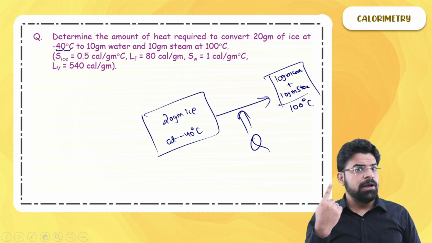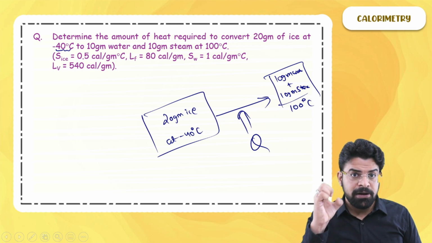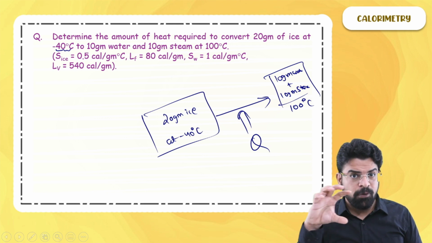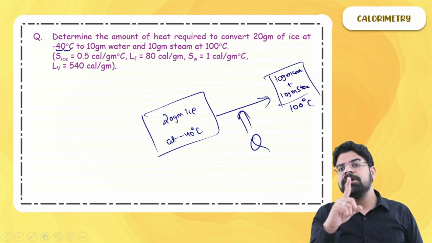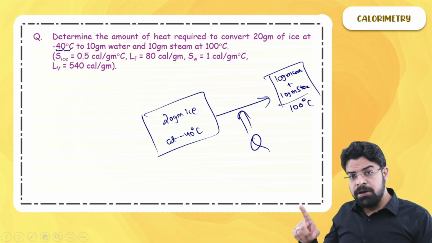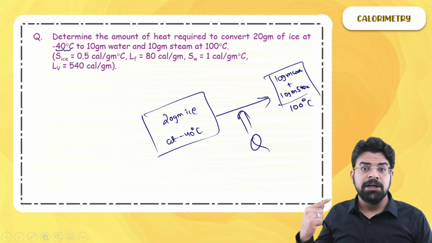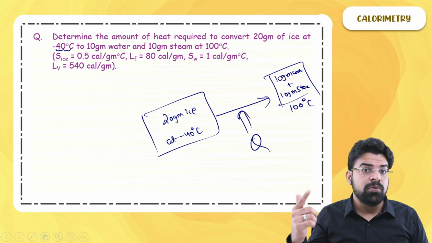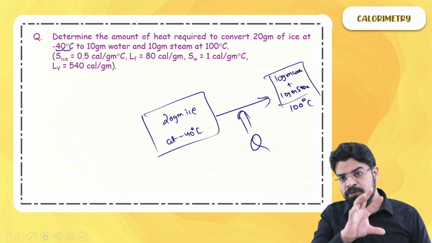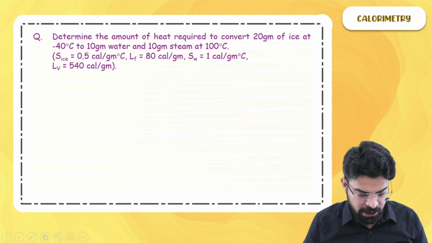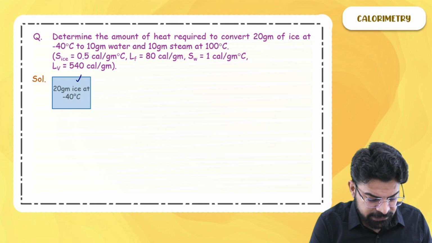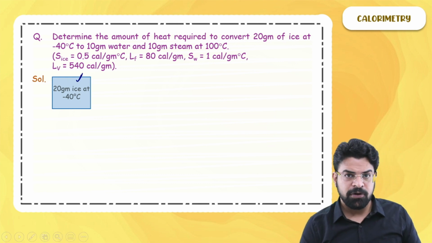Then on further providing heat, the ice will melt and you will get water. Then on further providing heat, the temperature of water will increase from 0 to 100. Then on further providing heat, the water will start to evaporate. So you need to find how much heat has to be provided in each step. So let's see. Let's say we have got 20 gram of ice at minus 40.